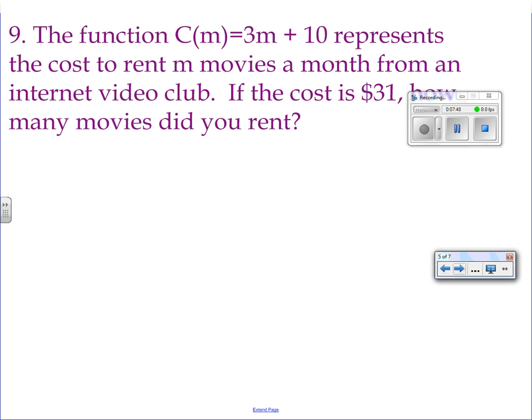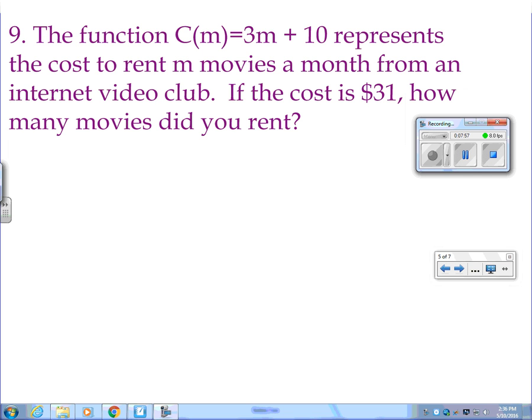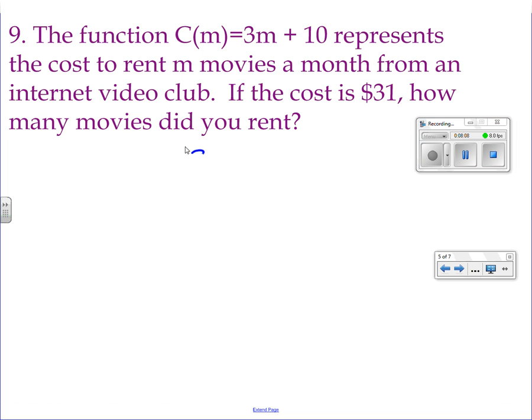All right, number 9. The function C of m equals 3m plus 10 represents the cost to rent m movies a month from an internet video club. If the cost is $31, how many movies did you rent? I know the first thing you're going to want to do is build your frame, because that's what we've been doing all day. But the problem is, m is movies. How many movies did you rent? How many movies did they tell you? Well, they don't tell you how many movies you rented. So we don't know what that is.